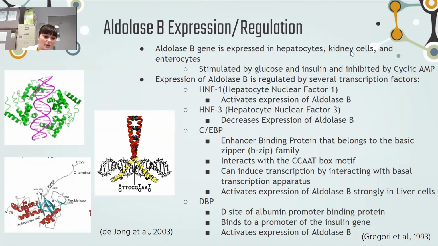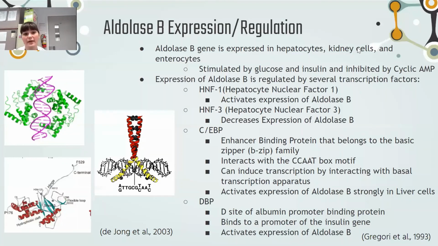So looking over to the left, we're going to see an example of the HNF, the hepatocyte nuclear factors, in the purple and green diagram. And then we're going to see the CEBP down here on the bottom left, and finally the DBP there in the middle.